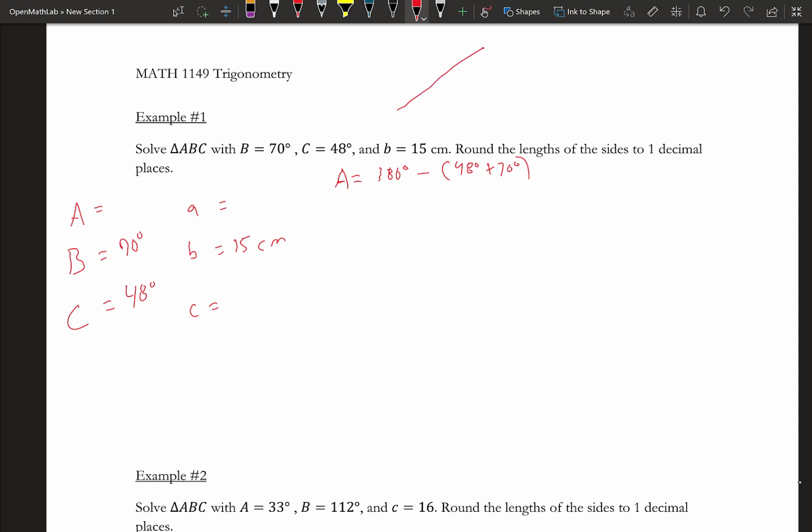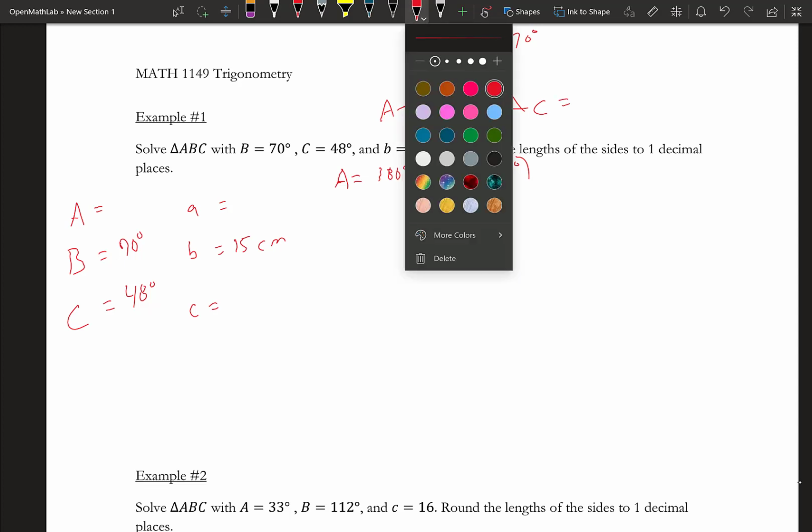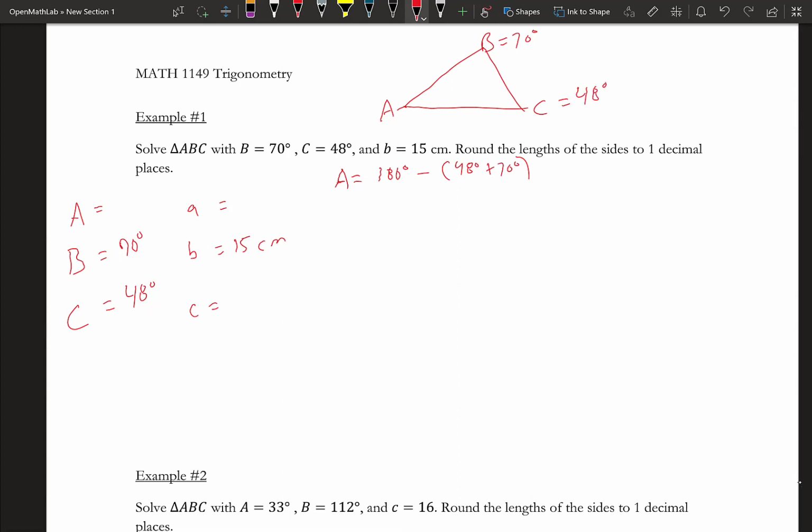Because basically I have a triangle, here's A, B, and C. So I know this is 70 degrees and this is 48 degrees. Then this is just what I was saying: we would add those two up and then take 180 minus that sum, and that will give me angle A. So 180 minus 48 plus 70 is 62 degrees. So I have that filled in.